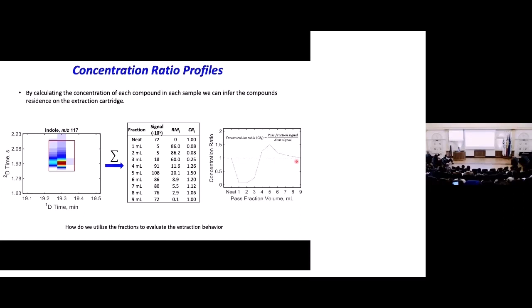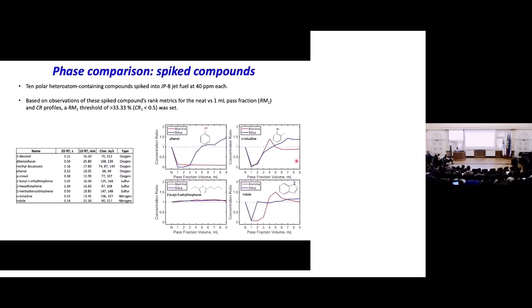And so taking these concentration ratio profiles and starting off by looking at some of our spike compounds, we just want to look at how the phases differed between alumina and silica. I just have a couple of examples here to show off the kind of interactions we're seeing. We had a couple of compounds, phenol, like low molecular weight oxygenated compounds, that seem to extract much better on alumina.